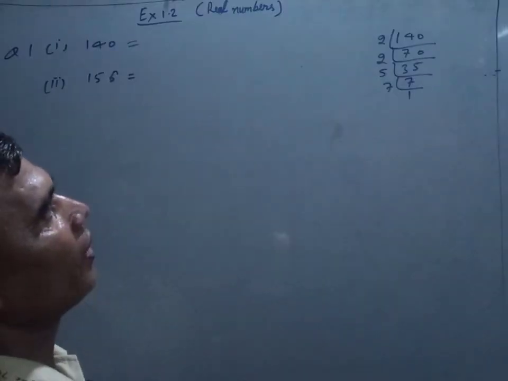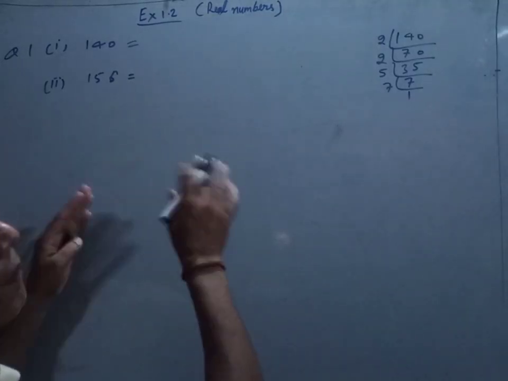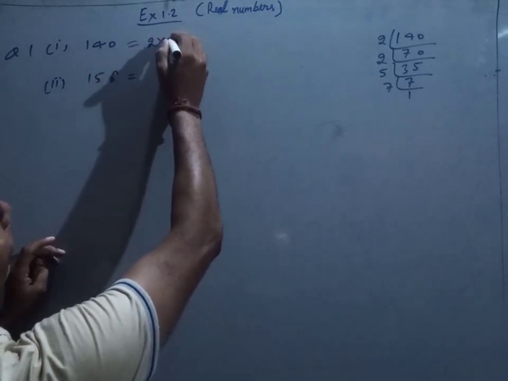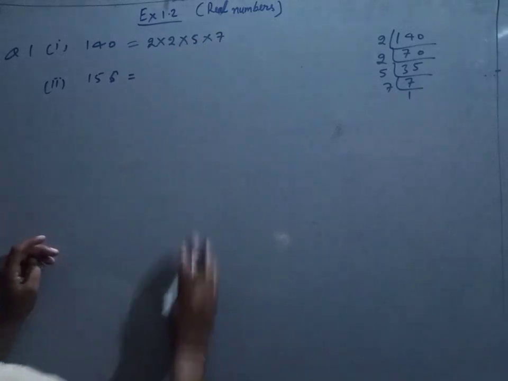Now we write 140 in the form of prime factors, and we have 2 multiply 2 multiply 5 multiply 7.